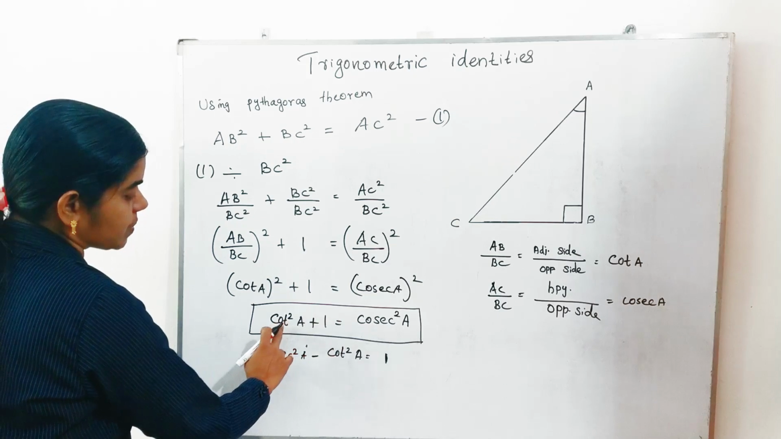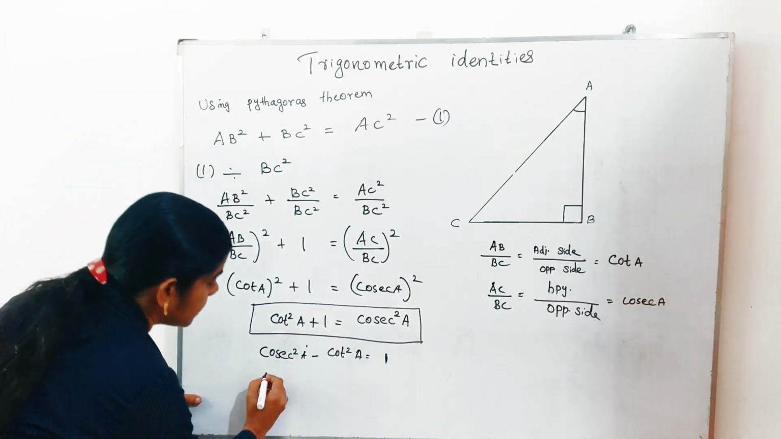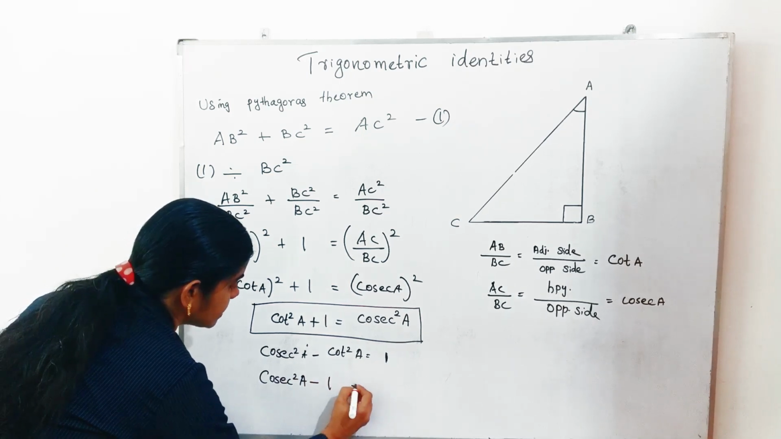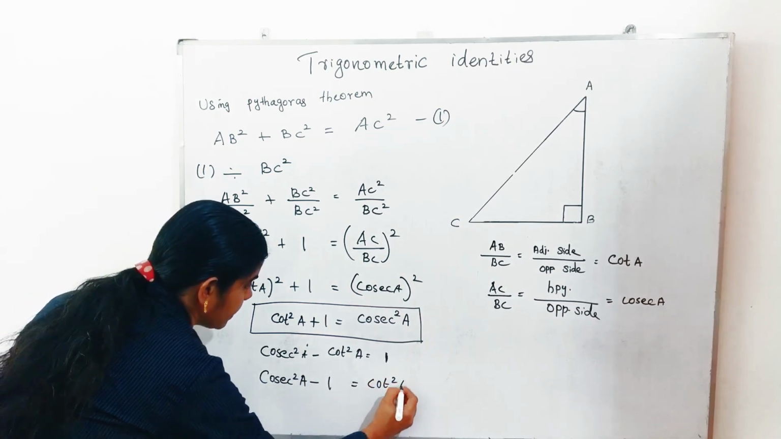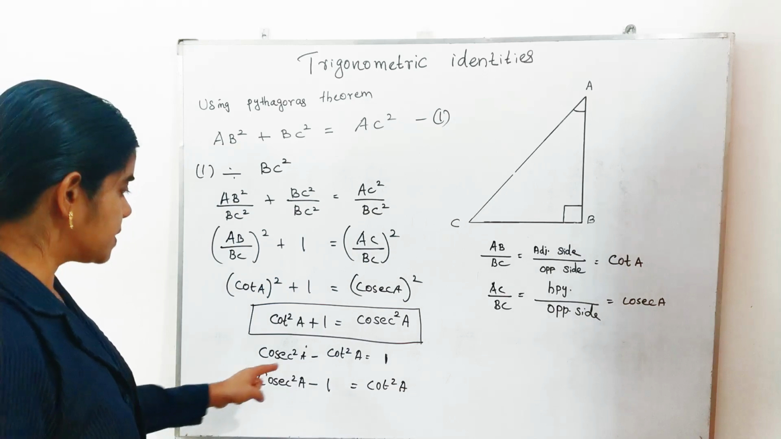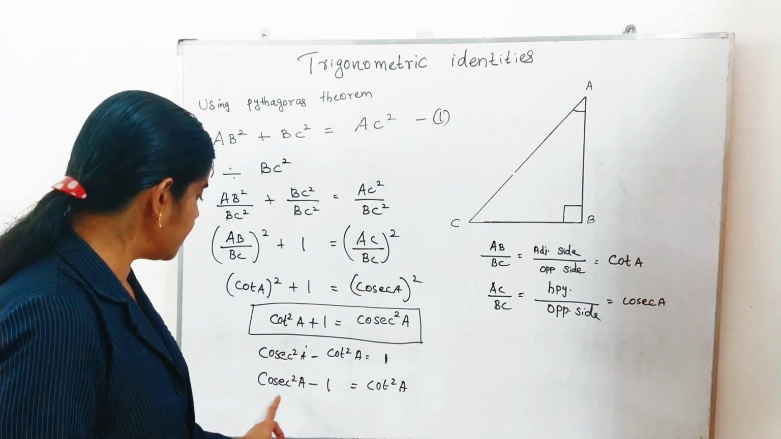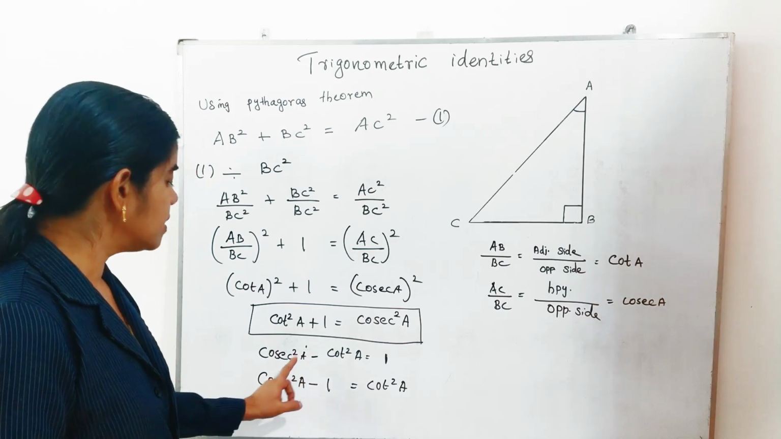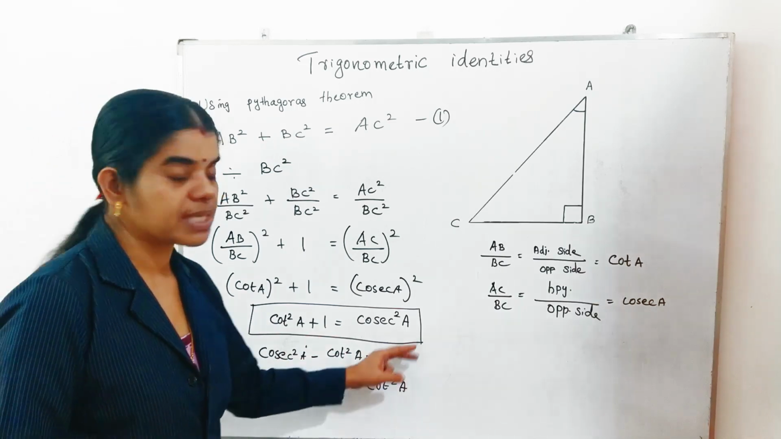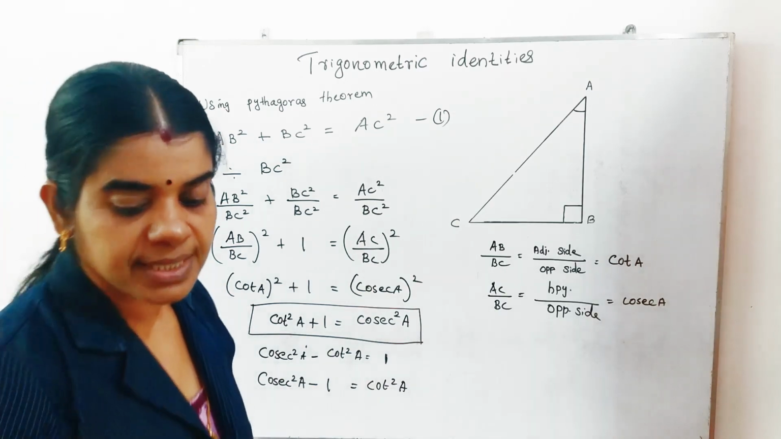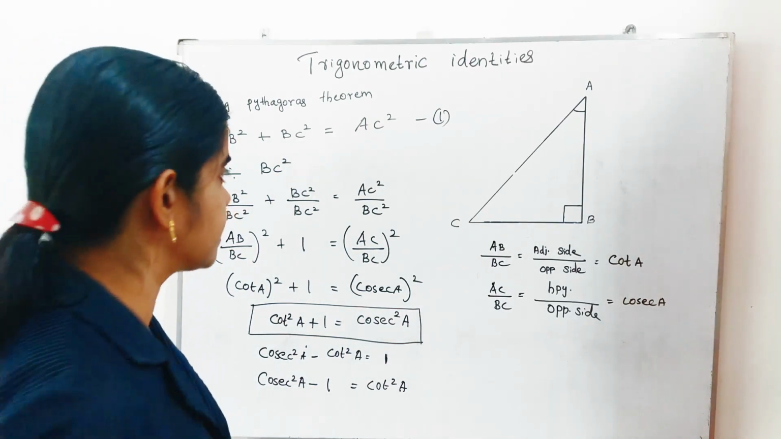Cosec square A minus cot square A is equal to 1. Then cosec square A minus 1 is equal to cot square A. Cosec square A is equal to 1 plus cot square A. Cot square A is equal to cosec square A minus 1. Cosec square A minus cot square A is equal to 1. These are our identities. Next we can discuss some questions.